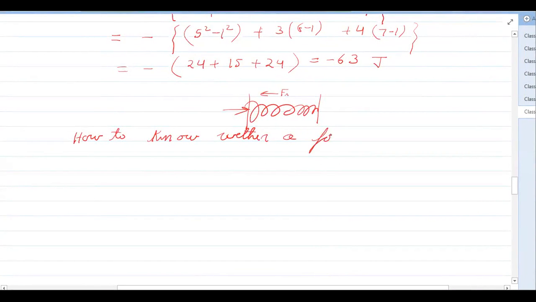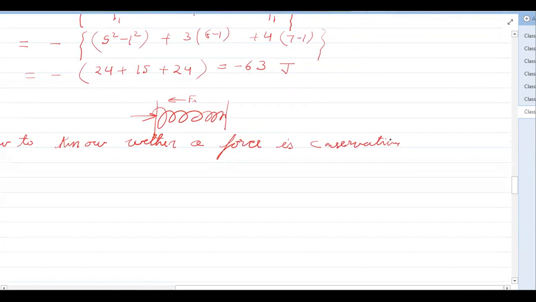Whether a force is conservative or not. How to know whether a force is conservative or not?